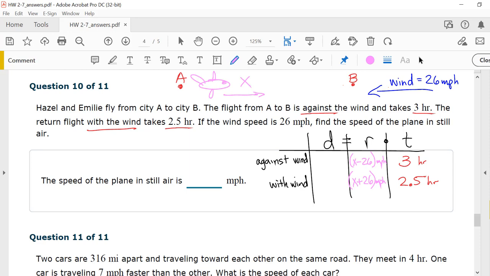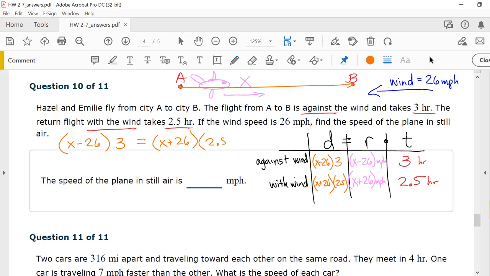Now, distance is always rate times time. So this distance is rate, x minus 26, times 3. With the wind, rate times time is x plus 26 times 2.5. Now, I hope the distance between A to B and B to A is the same. So I'm going to set x minus 26 times 3, that's the distance against the wind, equal to the distance with the wind, which is x plus 26 times 2.5.